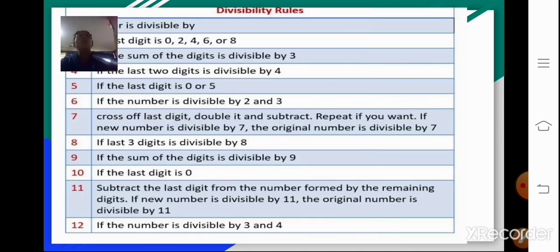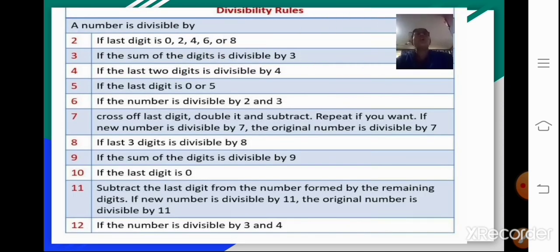Now what are the divisibility rules of different numbers? Suppose you want to know whether a number is divisible by 2 or 3 or 4, there are certain rules which you have to keep in mind, so that you come to know that the number is divisible by another number. A number is divisible by 2 if the last digit in the ones place is 0, 2, 4, 6 or 8. I'll be explaining them one by one again.